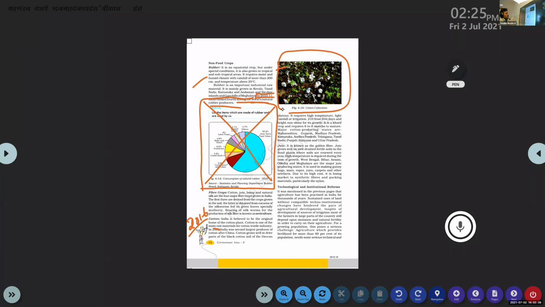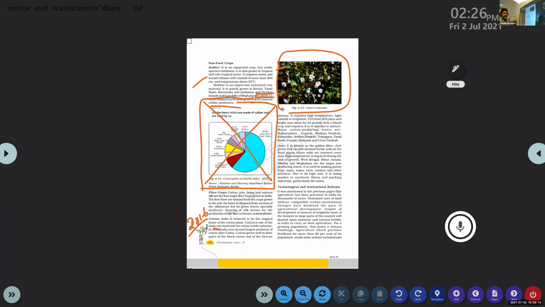Major cotton producing states are Maharashtra, Gujarat, Madhya Pradesh, Karnataka, Andhra Pradesh, Telangana, Tamil Nadu, Punjab, Haryana, and Uttar Pradesh. So there are 11 state names here. You have to learn a minimum of 5. That is important.